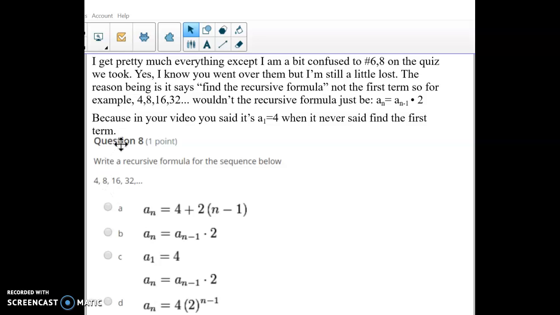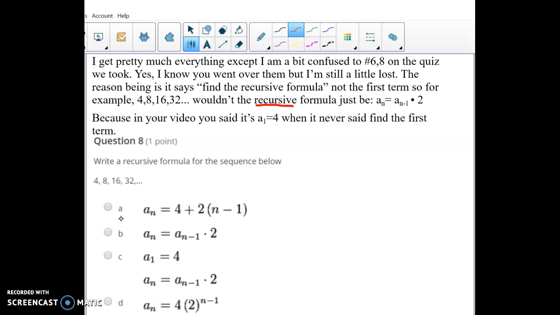Okay, this is to help a little bit with recursive formulas. And this is a really good question. It came from a student, and so I just basically copied and pasted their question right here. They're asking about 6 and 8 on the quiz, which were to write the recursive formula for a sequence.